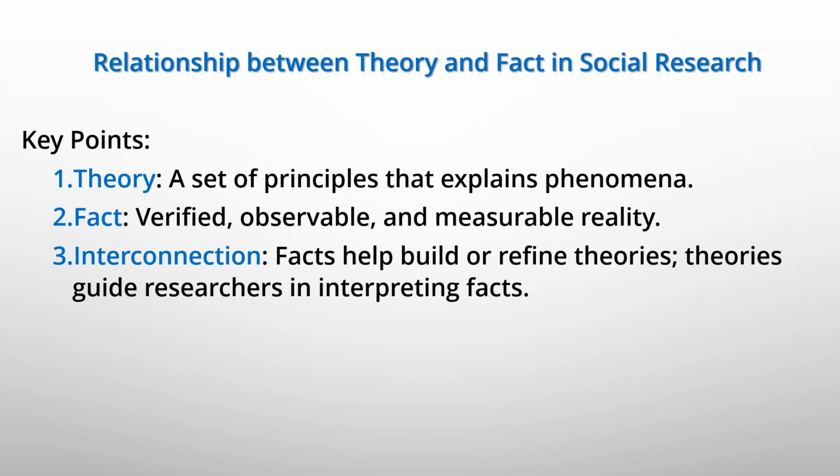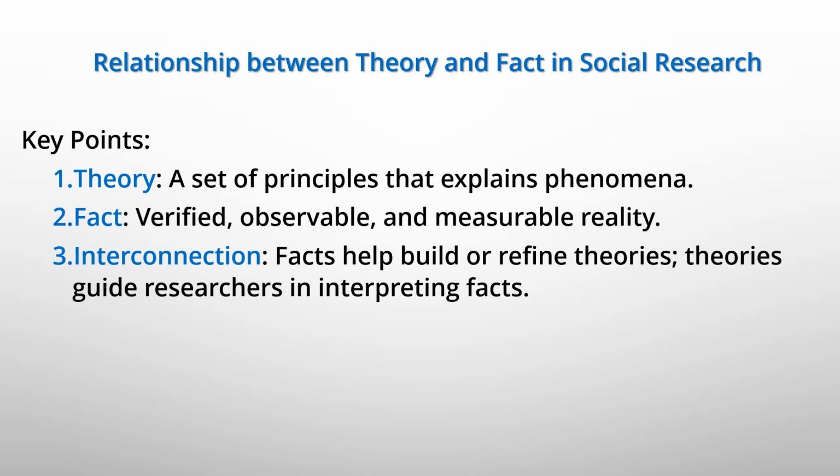Social research is about finding the relationship between theory and fact. Here is how they relate. Theory. A theory is a set of principles that explain social phenomena. For example, social learning theory explains how people learn behaviors by observing others. Fact. Fact is something we can observe and verify. For example, it's a fact that in some societies, educational attainment is linked to income.